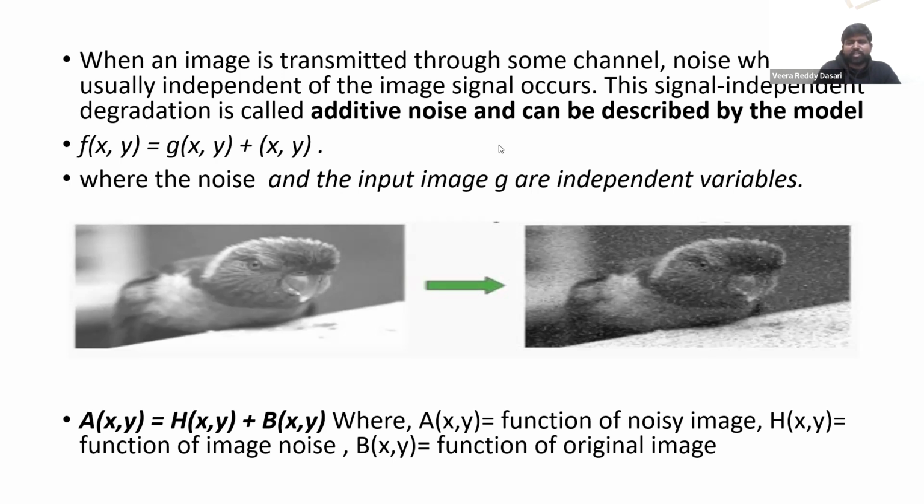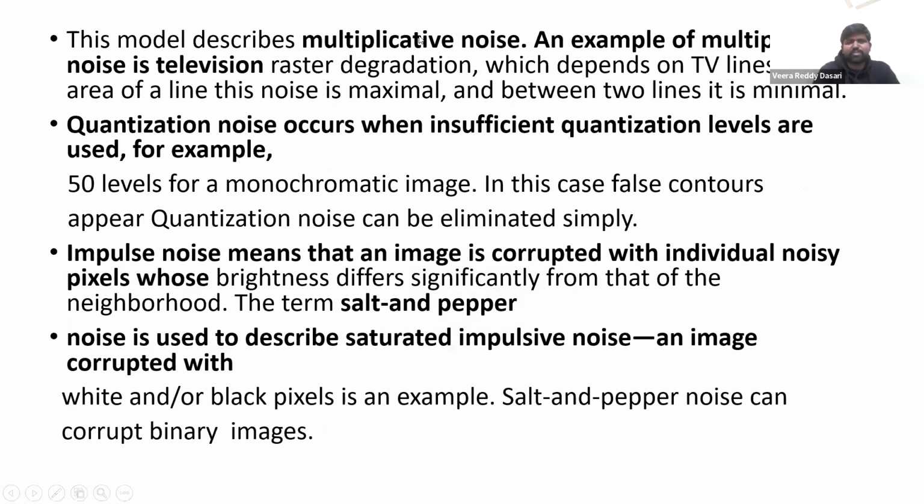Next, what are the different types of noises? As you can see, multiplicative noise. Noise is something you can clearly observe when you are watching television. If there is some problem in the television lines, you automatically see some blur lines appearing with the image. Those who watched old TVs in their childhood days will remember this a lot.